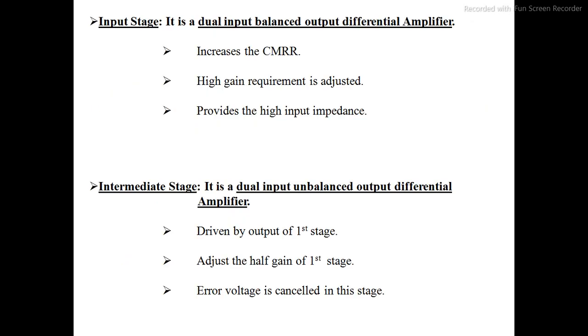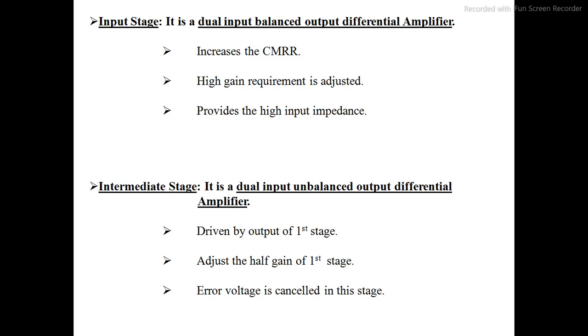So here is the detailed explanation of these blocks. Number 1 is the input stage. It is a dual input balanced output differential amplifier. It increases the common mode rejection ratio. It also adjusts the high gain, as well as it provides the high input impedance.